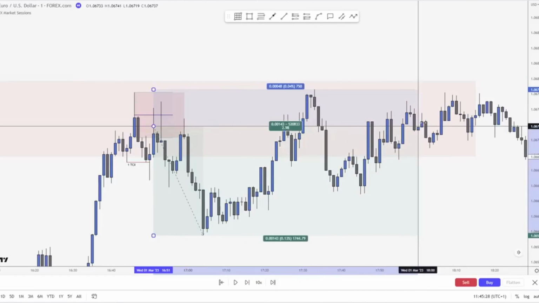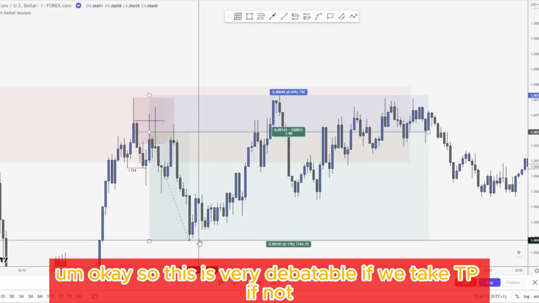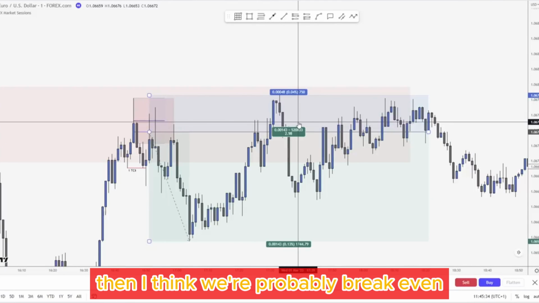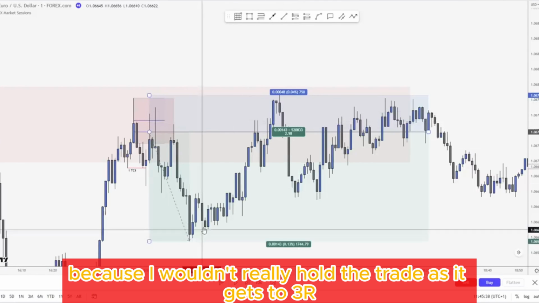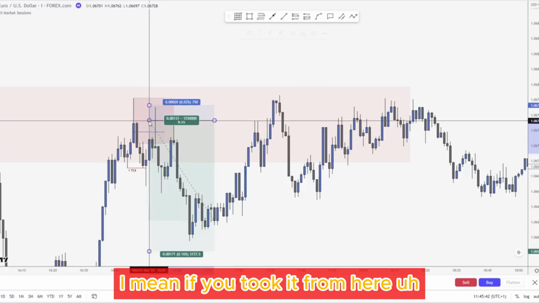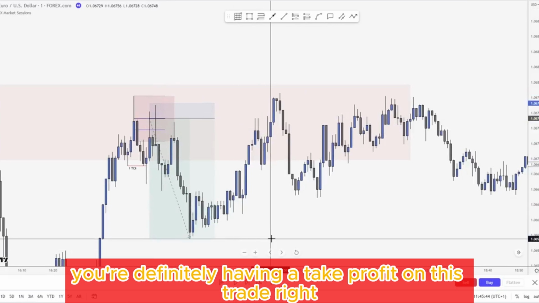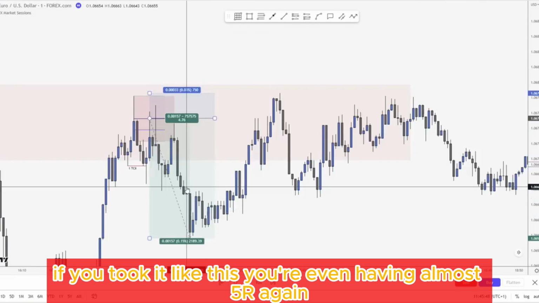Almost 3R. Okay, so this is very debatable. If we take TP, if not, then I think we're probably break even, because I wouldn't really hold the trade as it gets to 3R and then get a stop loss. So if you took it from here, you're definitely having a take profit on this trade, right? Oh, sorry. If you took it like this, you're even having almost a 5R.